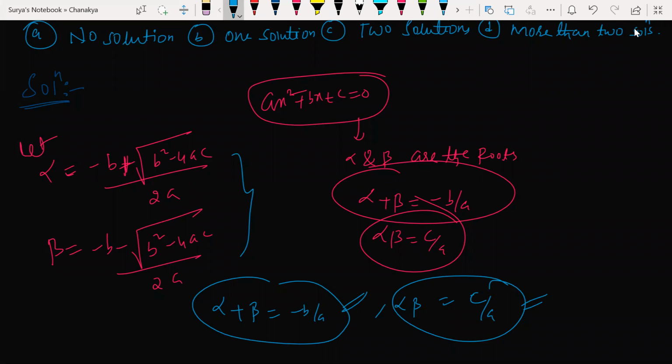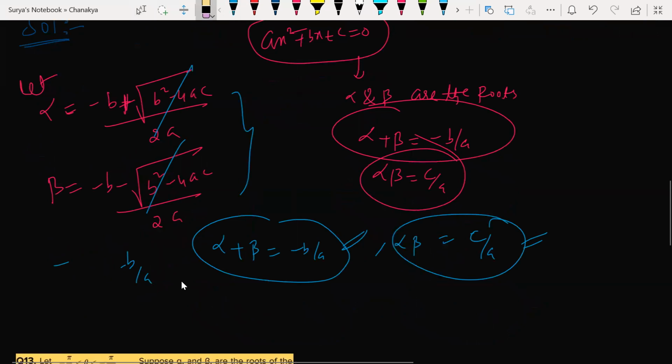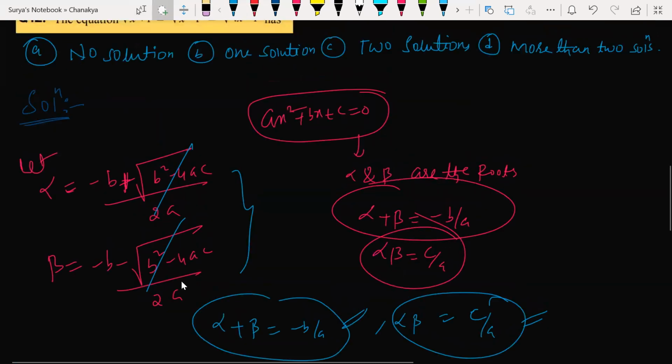Please. So very simple, guys. You add these two, take LCM. LCM is 2a. Add these two. What will you get? This will get cancelled. What will happen? Minus 2b by 2a. So 2 will get cancelled. I will get minus b by a as the answer. That is the answer. Understood? Very simple. Yes or no, guys? Yes, sir.